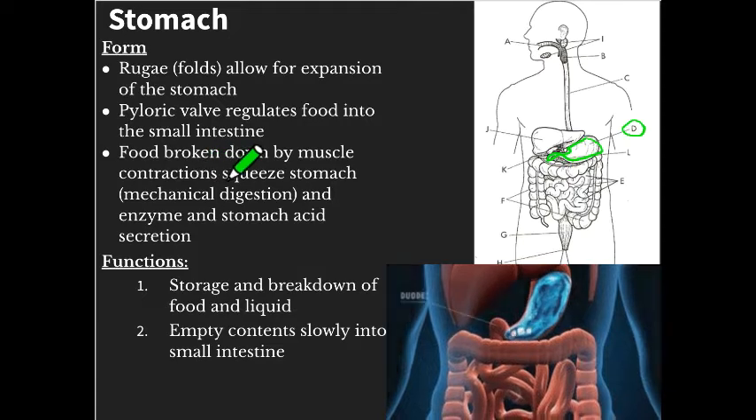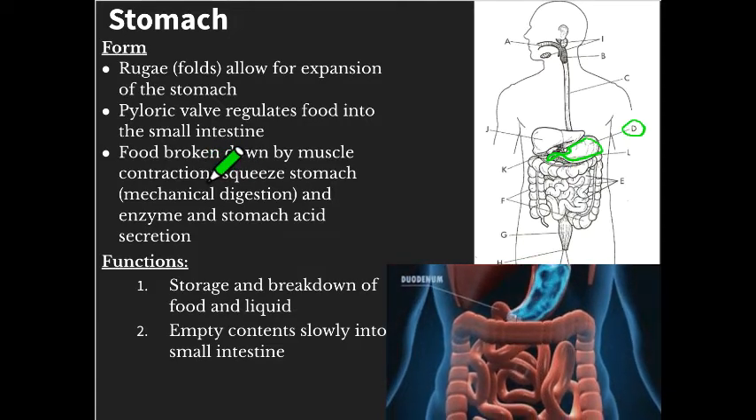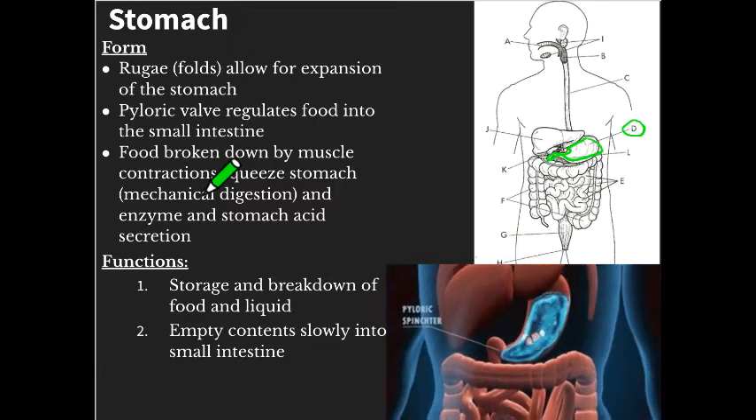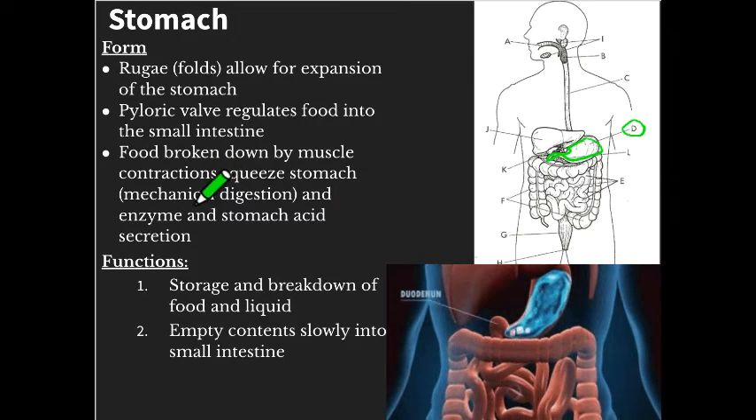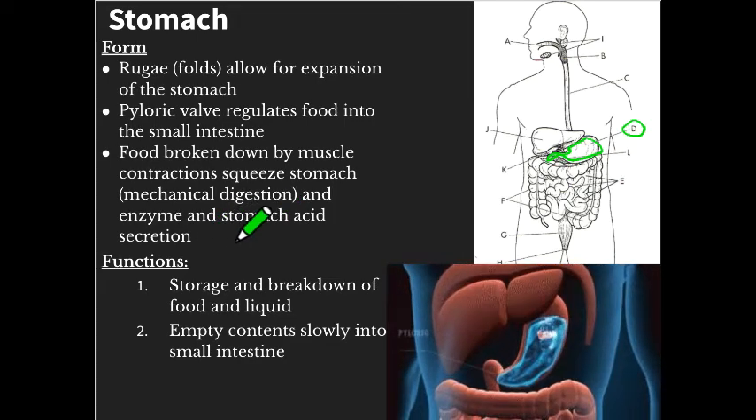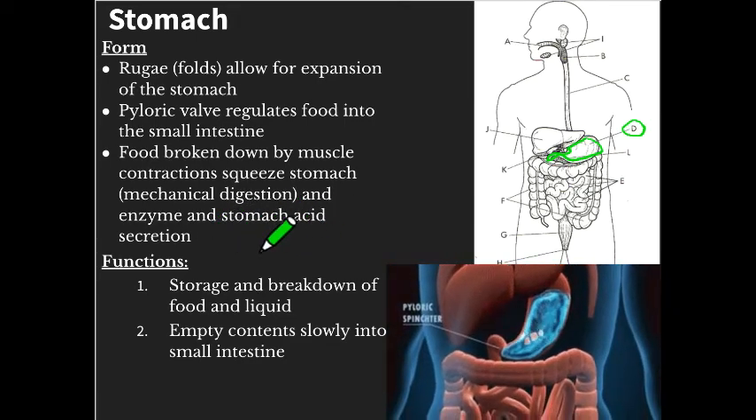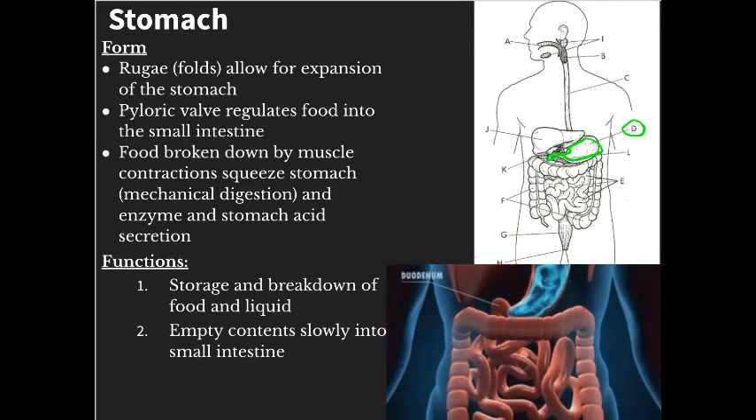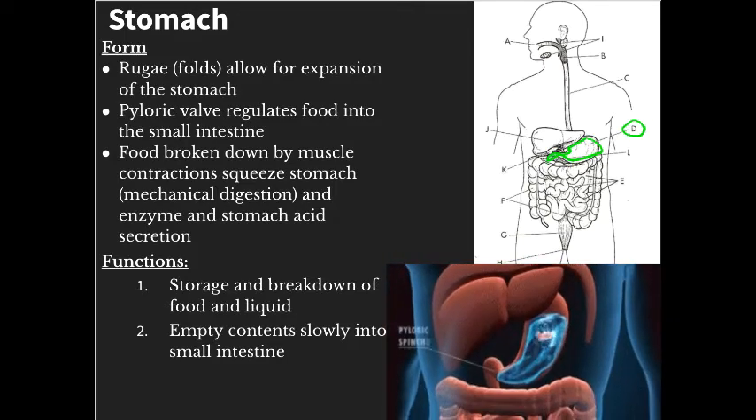Part of the breaking down of food is physical or mechanical, basically the squeezing, contracting, mixing process. And then a lot of what's going on in the stomach too is the stomach acid, which is chemical digestion, happening from the stomach acid itself with that low pH, that acidic environment.